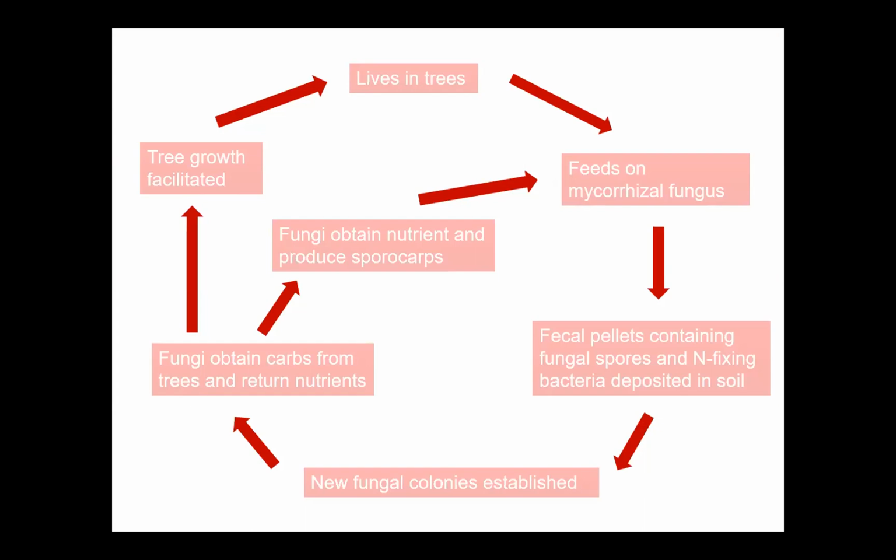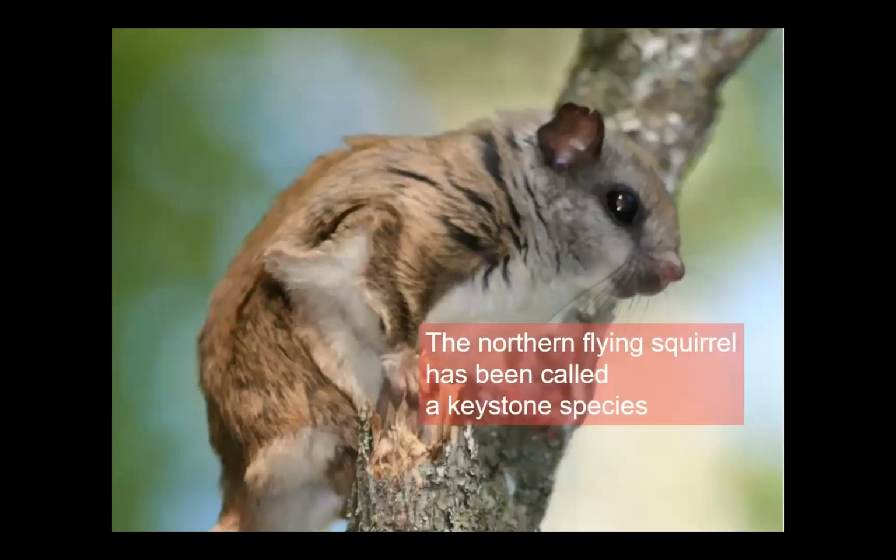providing new fungal colonies that can then become in a symbiotic relationship with tree roots. And so the trees are providing nutrients to the fungus. And so they live in this symbiotic relationship. They produce a tree that the flying squirrel can live in. And so this is a kind of ecosystem service because the forest is really relying on services provided by the flying squirrel. Some people have referred to the northern flying squirrel because of this as a keystone species.